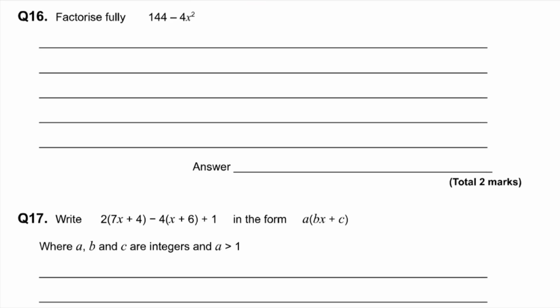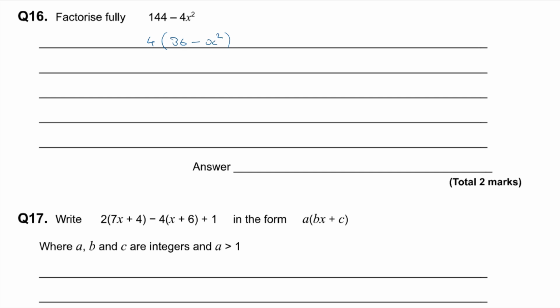Question 16, factorise fully 144 minus 4x squared. Now again, I'm going to factorise out 4 first, make it a whole lot easier than to do the difference of squares part. So 4's into 144, what's that then? 40, 80, 120, so 30 and 24 divided by 4 is 6, so 36. So it's going to be 36 minus x squared.